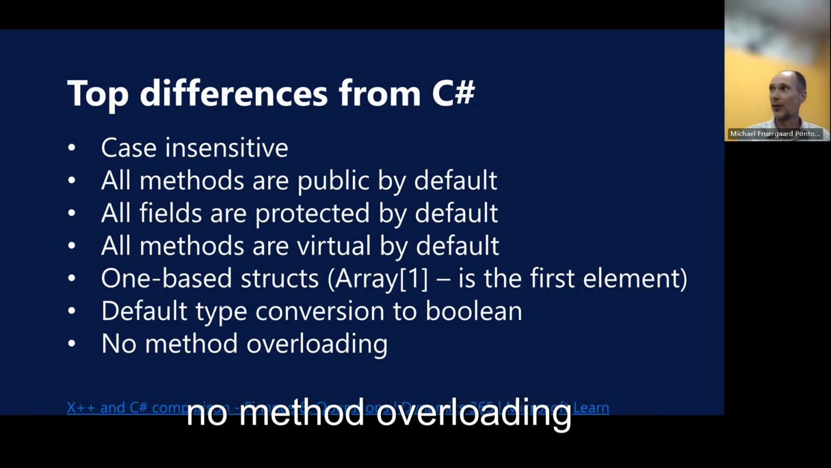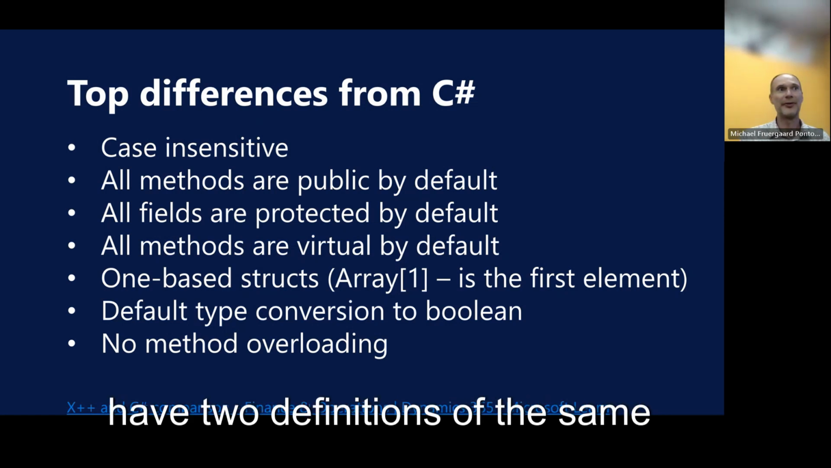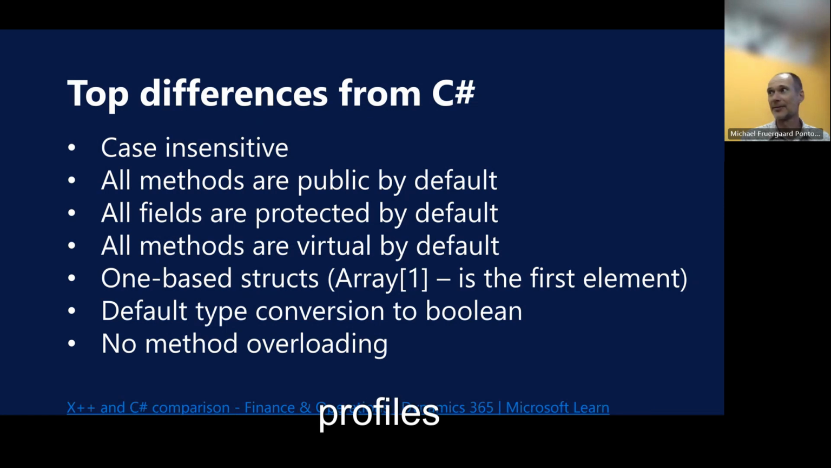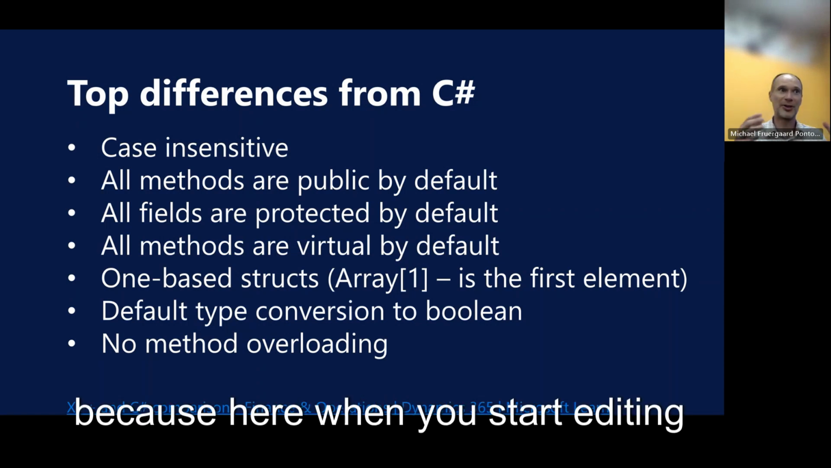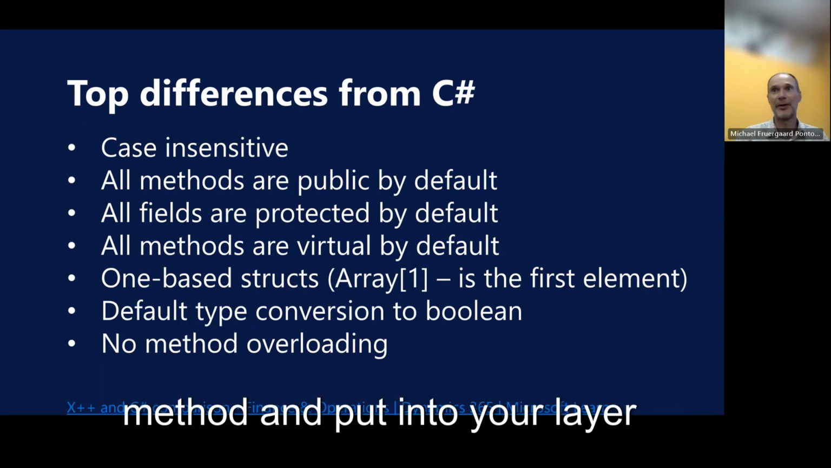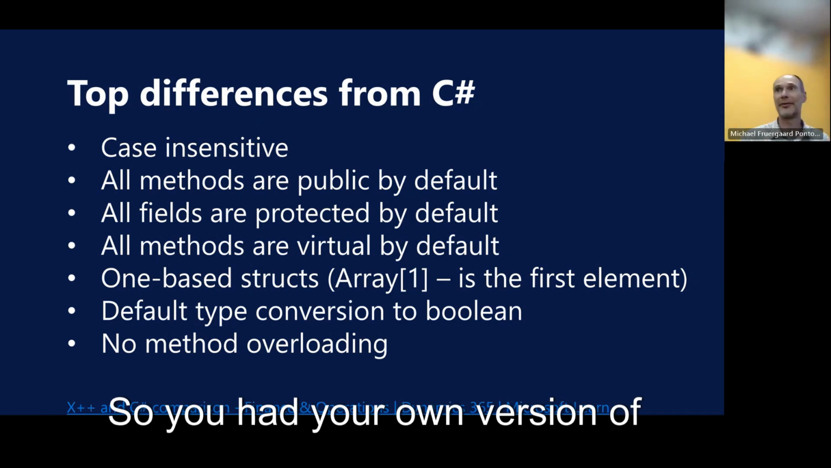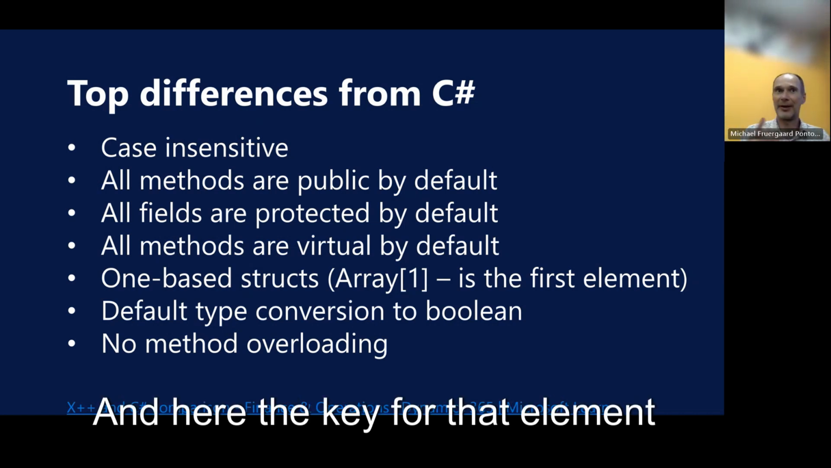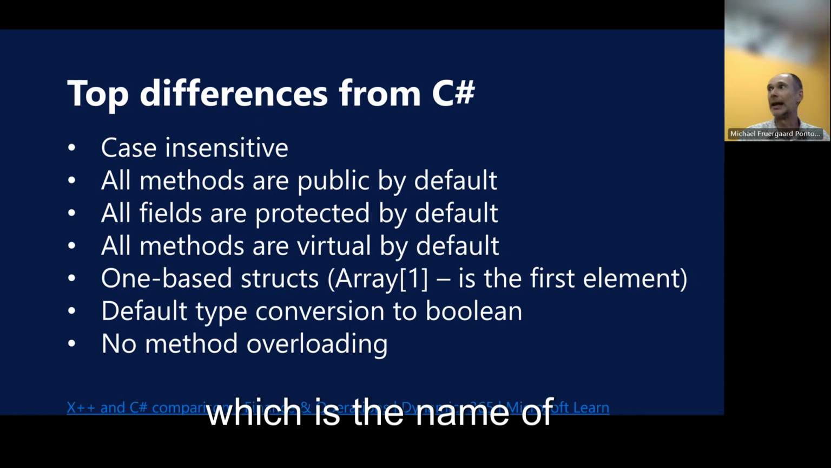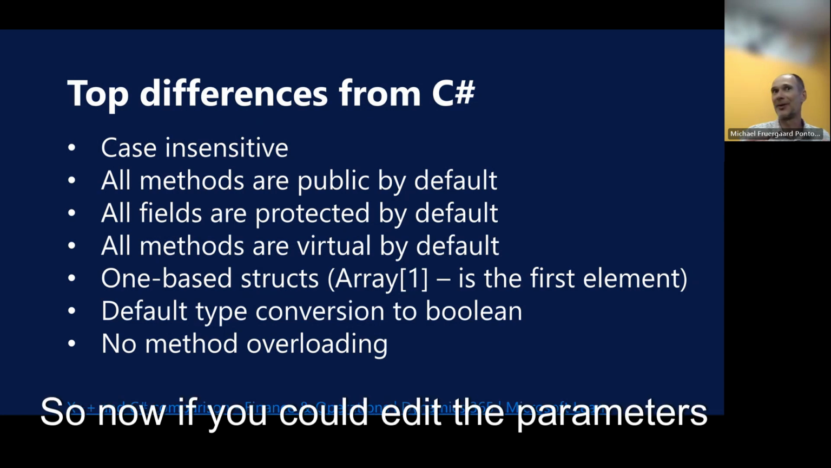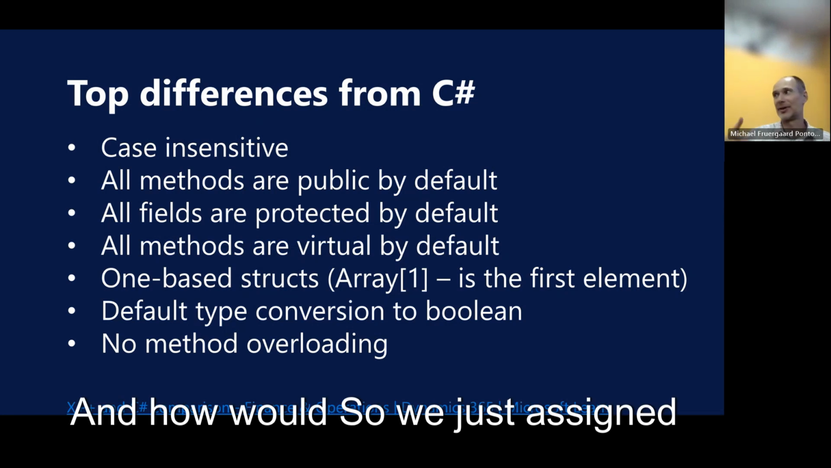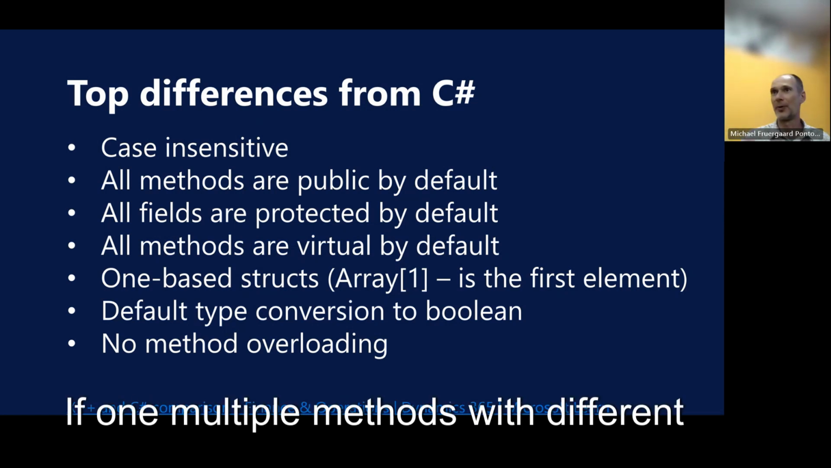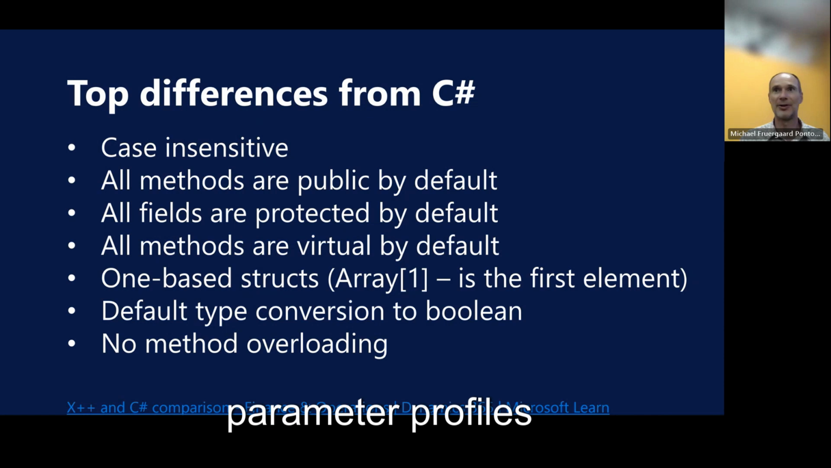And then we have no method overloading. Overloading a method is when you have two definitions of the same method with different parameter profiles. We do not support that. The reason is based on the layering I told you about earlier, because when you start editing a method, we take a copy of that entire method and put it into your layer, so you have your own version of it. And the key for that element is the name of the method. So if you could edit the parameters, that would make it a different method. And so we just decided no method overloading. If you want multiple methods with different parameter profiles, you need to give them a unique name.